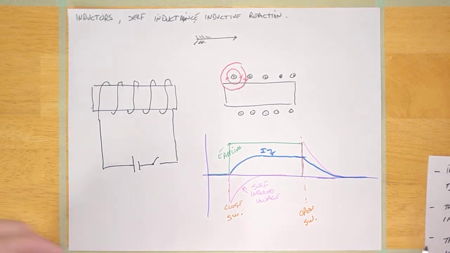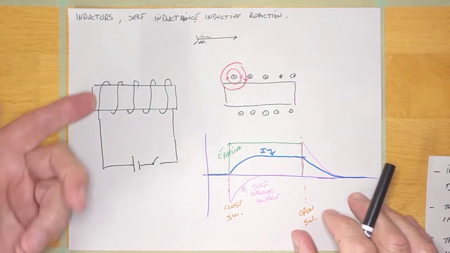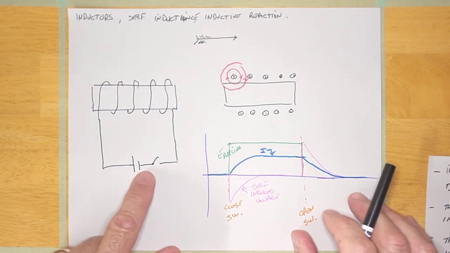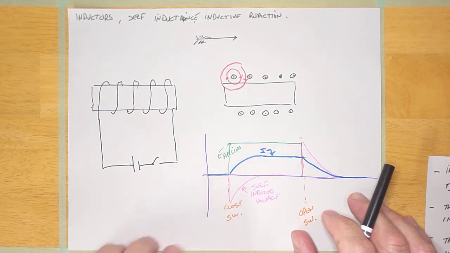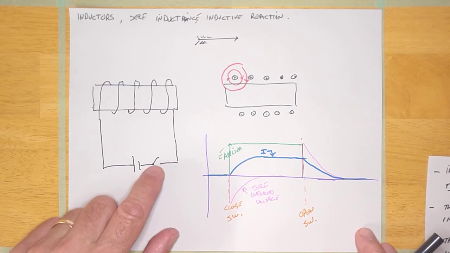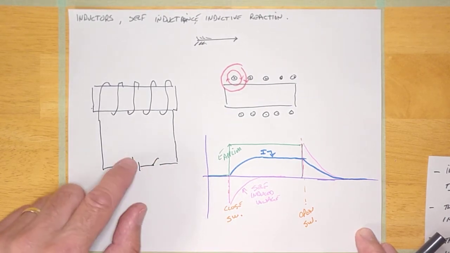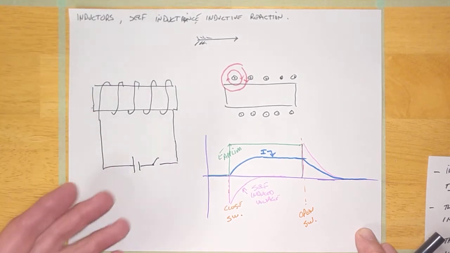Hey guys, welcome back. We were just talking about inductors, self-inductance, and inductive reactance. We were taking a look at how a coil behaves when I connect it to a DC circuit, and we talked about the voltage and the current here, and what occurs when I change the circuit, right? When I close the switch or open the switch, and it would be the same thing when I increase the voltage or decrease the voltage.